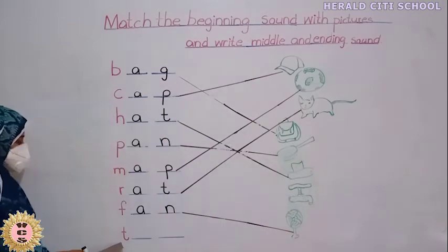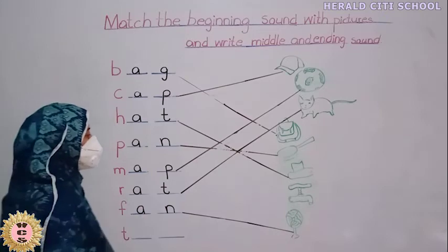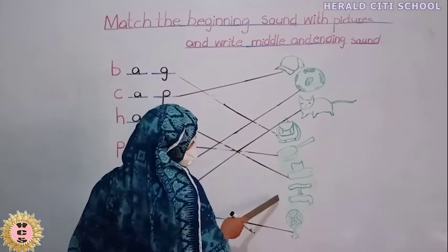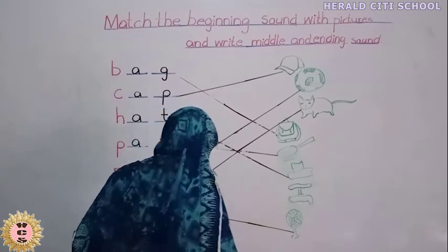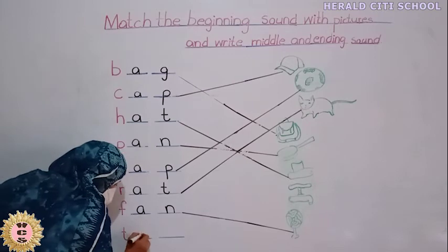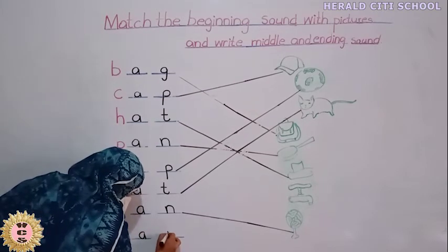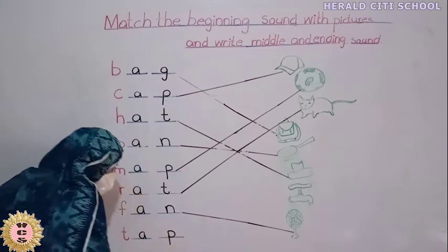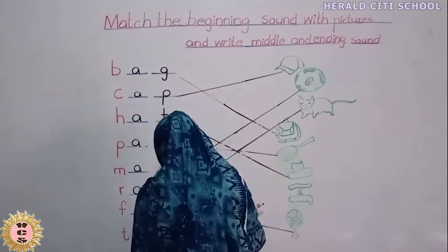Now which sound is this? T. Now let's see, children, which thing is starting from the T? This is tab. So we will write here the spelling of tab. T-A-B. Tab. Now we will match the spelling of tab to tab.